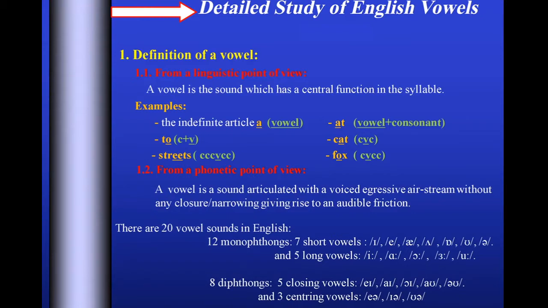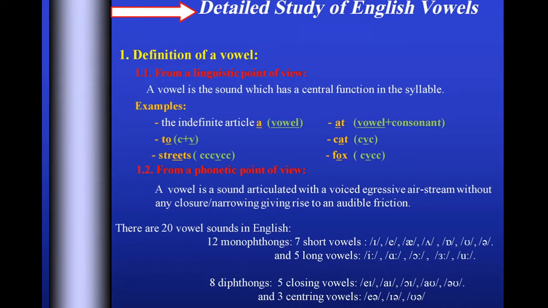Egressive is the opposite of ingressive, that is, the air is moving out of the vocal tract, or it is pushed out of the lungs. Airstream, that is, we produce vowels using air in the vocal tract without any closure or narrowing. It means that we do not close the passage for the air when we produce vowels.